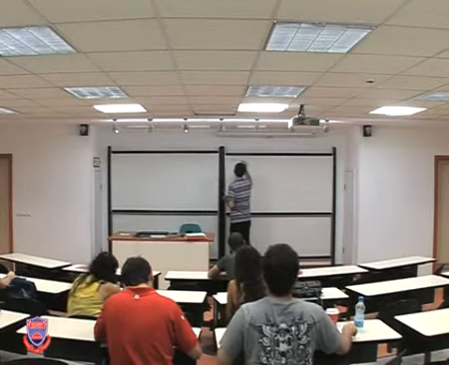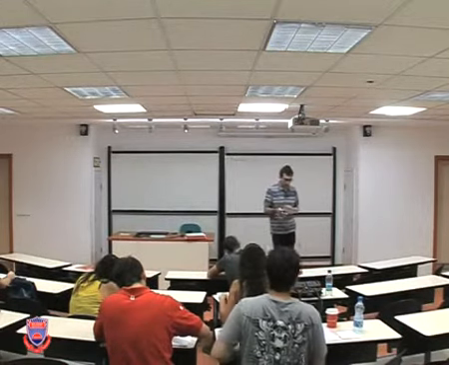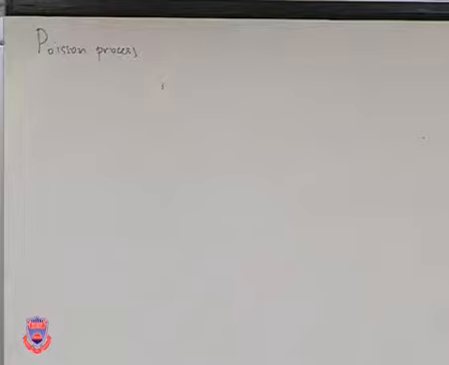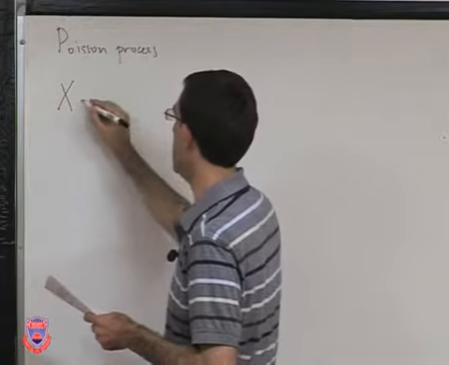We'll be looking at a couple more examples and several other important properties of Poisson process as well. So you remember, well, we typically start with the Poisson process X.